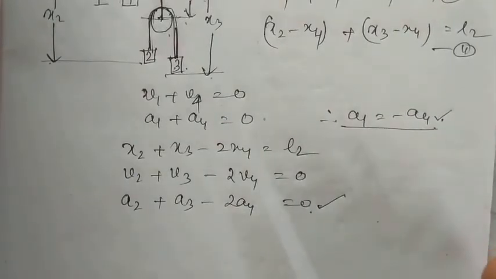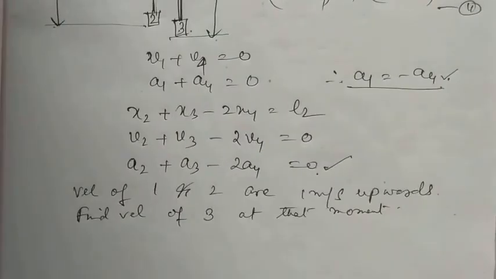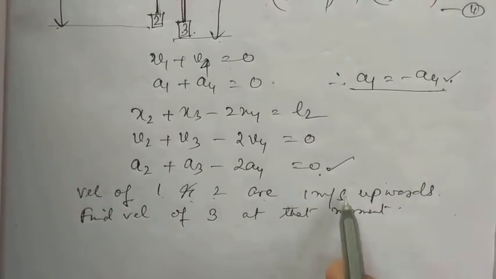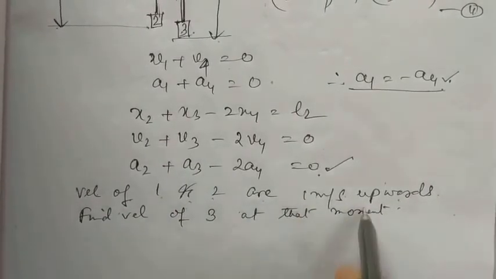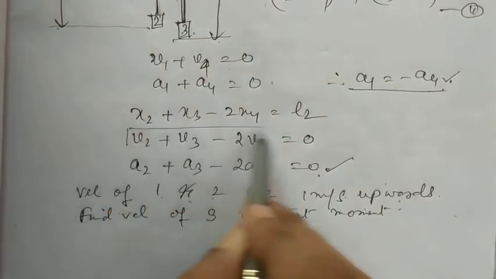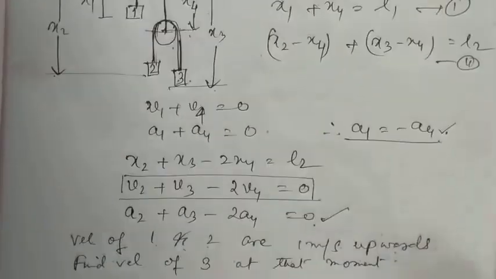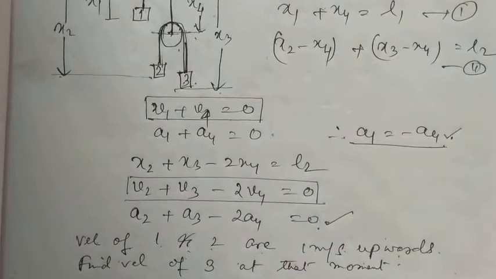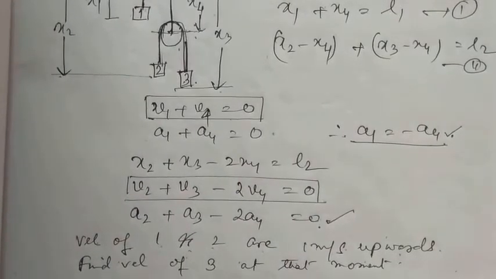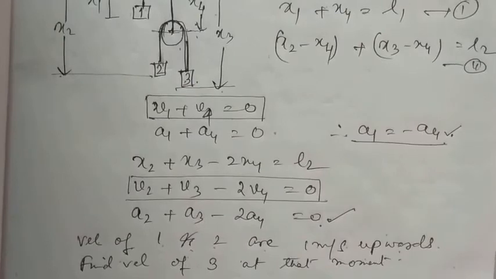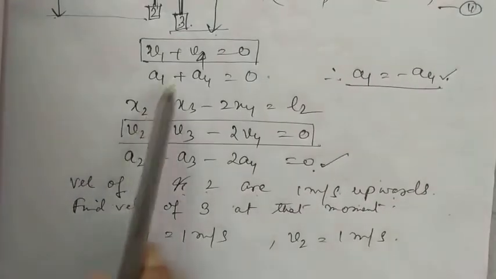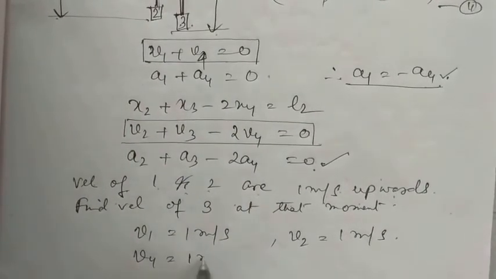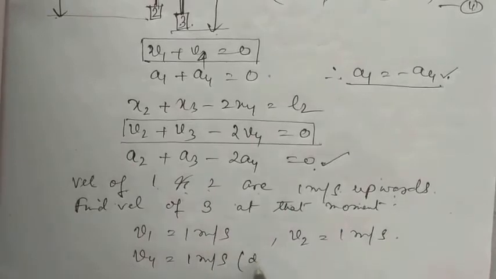Now, velocity of block 1 and block 2 are 1 meter per second upwards. Find the velocity of 3 at that instant. Now this was the equation for velocity, one equation, and this is another equation. So velocity v1 is equal to 1 meter per second upwards. Velocity v2 is also equal to 1 meter per second upwards. So from the first equation, if you put velocity v1 is equal to 1, therefore v4 is also equal to 1 but with a negative sign. So that means it is downwards.